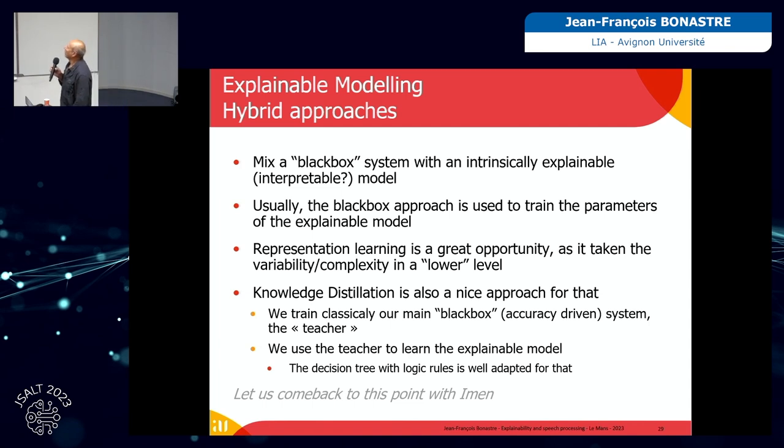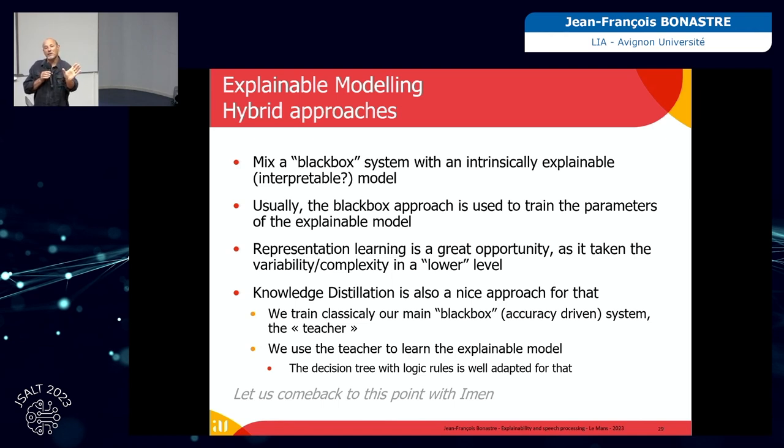We could mix a black box system with an explainable system, and we will see two examples of that after. Representation learning is a good example. You all, I think, know about representation learning. You listened to Hervé speaking about embeddings for speaker diarization. The embedding is representation learning. You could have a very, very complex network to obtain the embedding.